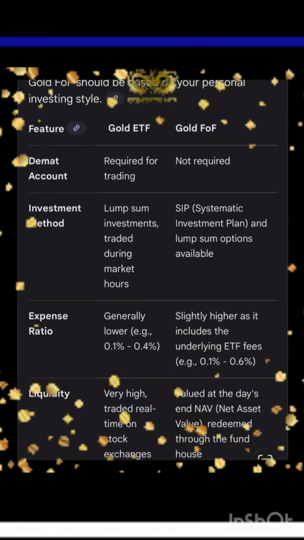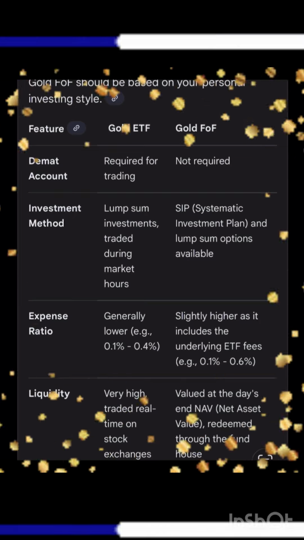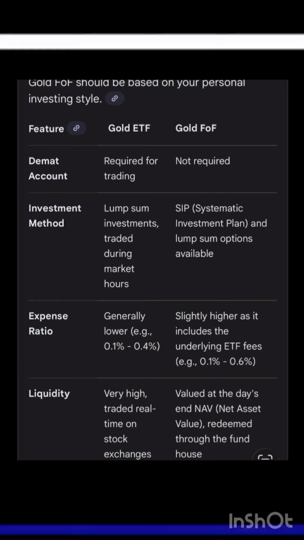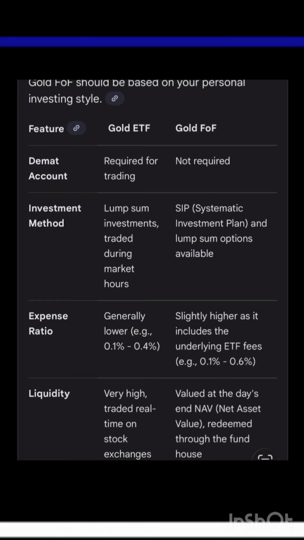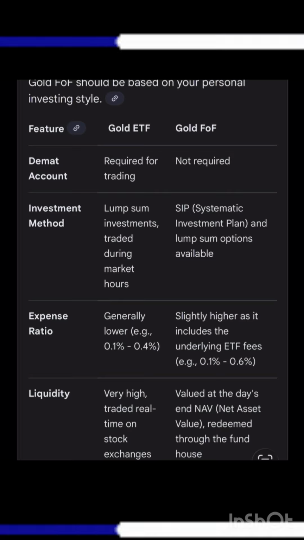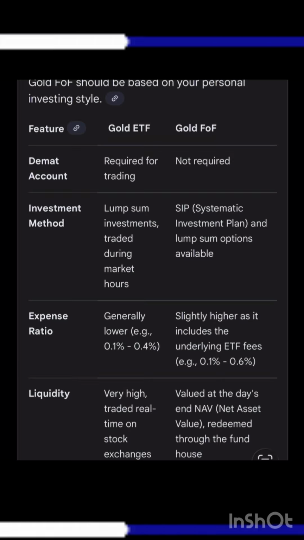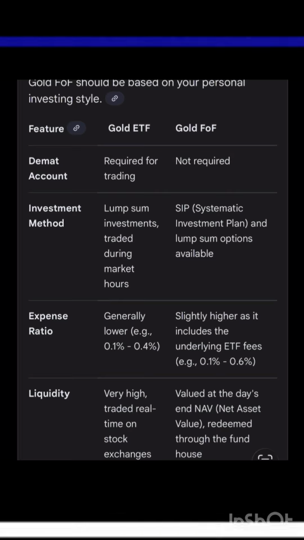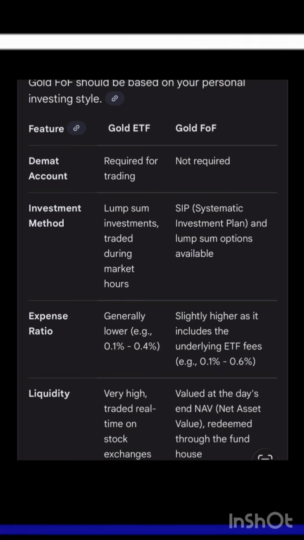Going next, let's consider the key consideration, ETF versus FOF. What is the main thing required for ETF, and what is that FOF thing? Let me explain. If you have a demat account, you can buy gold ETF on a daily trade basis. For gold FOF, a demat account is not required; it is a normal mutual fund. But there is a glitch. The investment method can be the same for gold ETF and gold FOF, that is SIP, lump sum, or during the market hours.